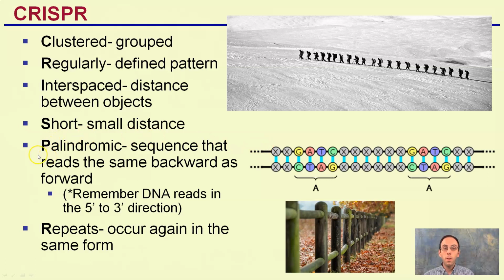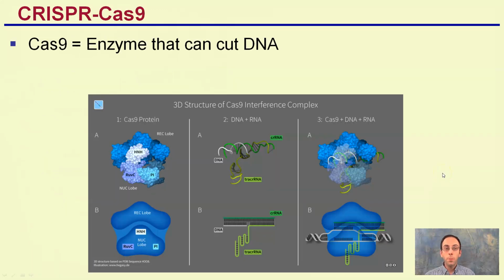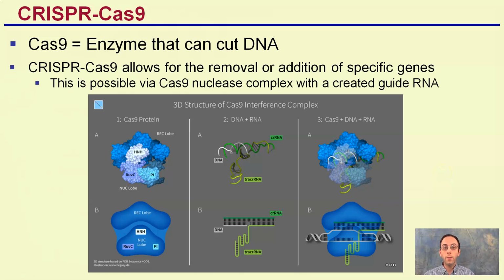Palindromic, that's a sequence that reads the same backwards as it does forwards, such as mom or dad, or something a little more complex like racecar. If you spell the letters out forwards and backwards, you'll get the same word. Remember though, DNA will always read in the 5' to 3' direction. And the last letter R stands for repeats, and this occurs again in the same form, kind of like the post here.